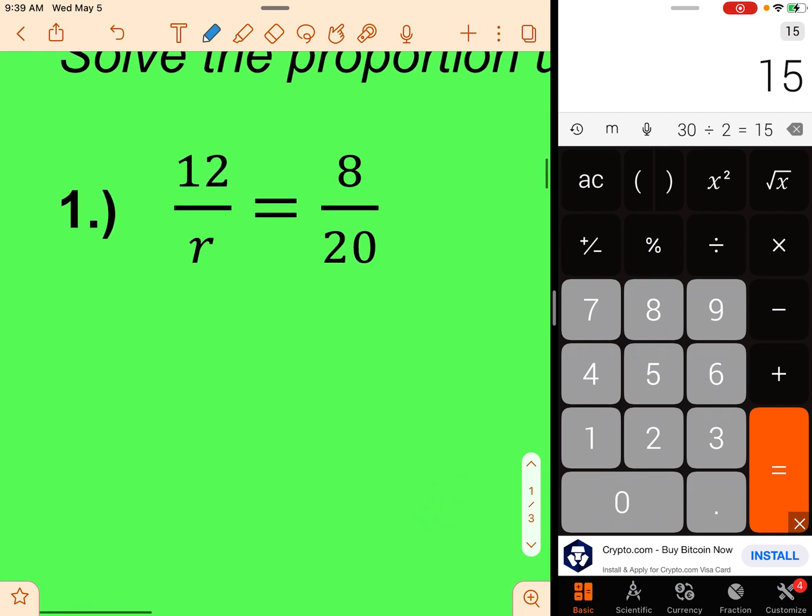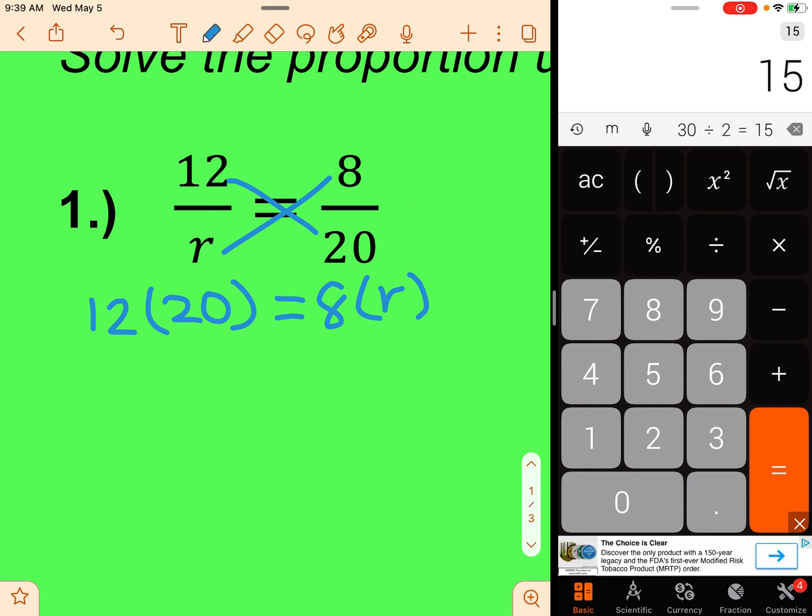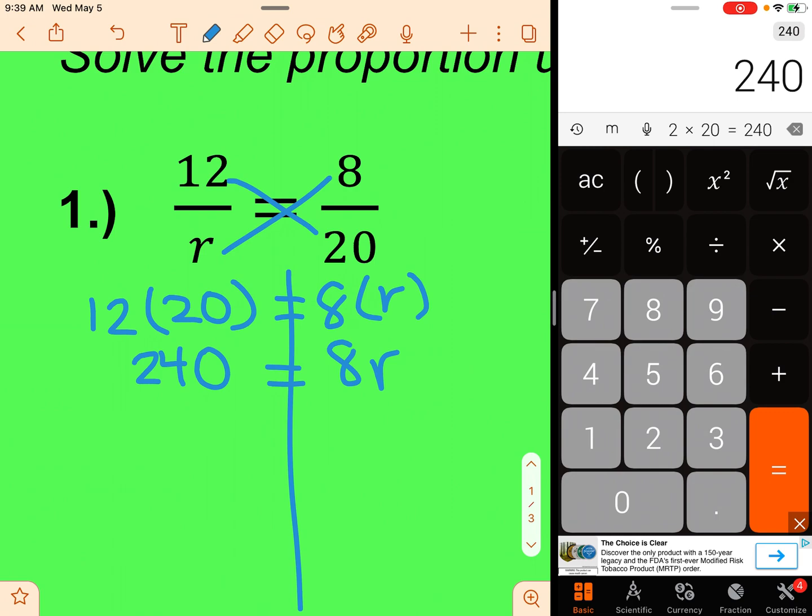Number 1, we have 12 over r is equal to 8 over 20. Again, we are going to use cross products. We're going to take 12 times 20, and I like writing it with parentheses, and that's going to be equal to 8 times r. It doesn't matter which side you have your r on, that does not matter at all. Draw your equal sign. 12 times 20 is 240, and that's equal to 8 times r, which is just 8r.